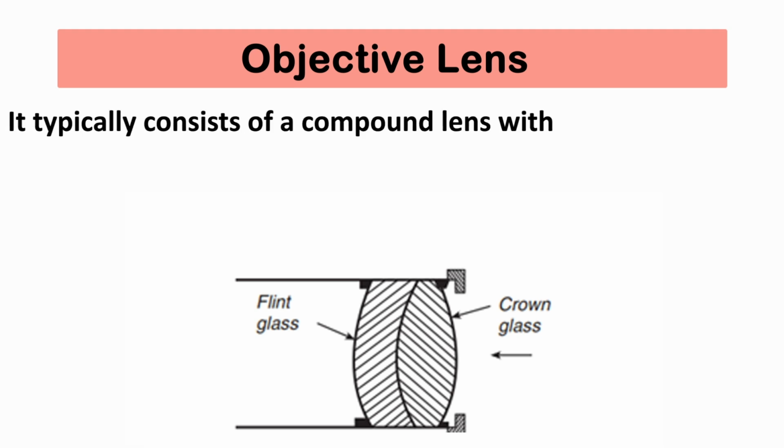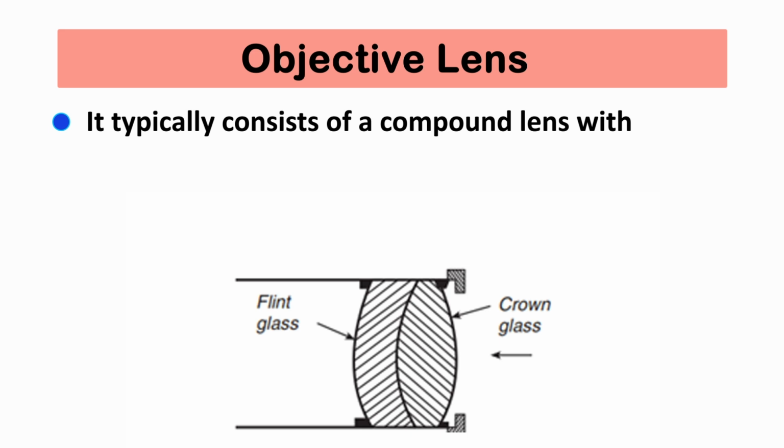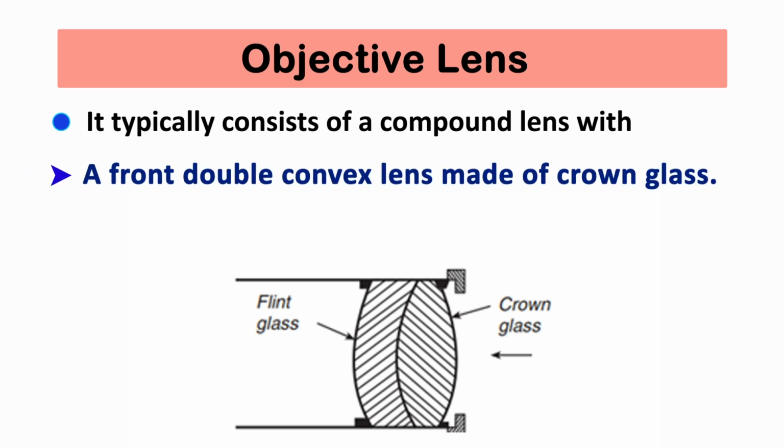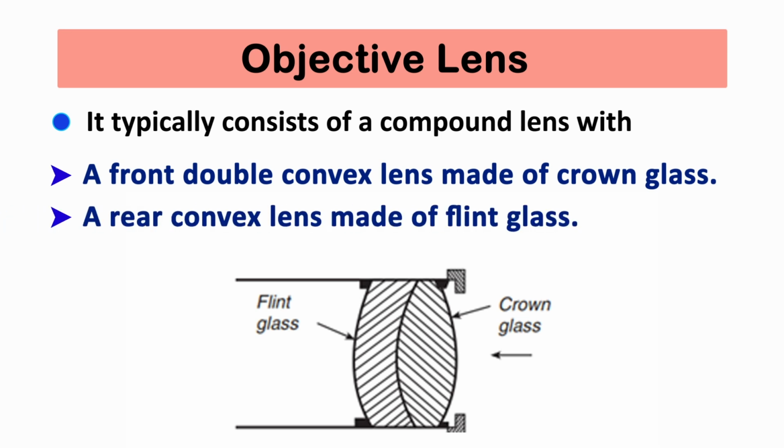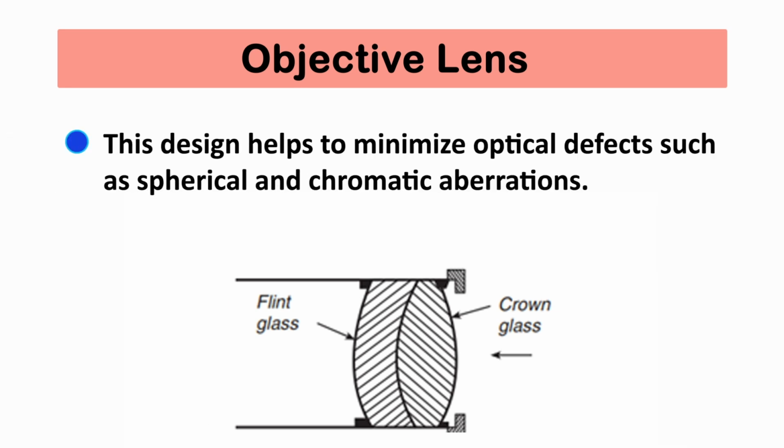The objective lens captures light from the object being observed. It typically consists of a compound lens with, firstly, a front double convex lens made of crown glass, and secondly, a rear concave lens made of flint glass. These lenses are fused together at their meeting point, forming what is known as an achromatic lens. This design helps to minimize optical defects such as spherical and chromatic aberrations.